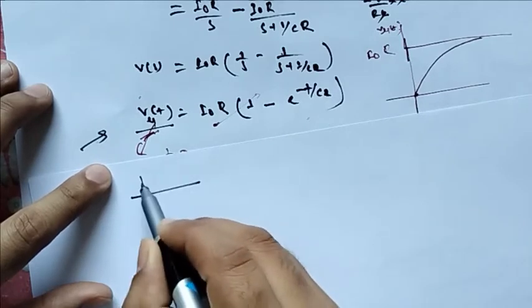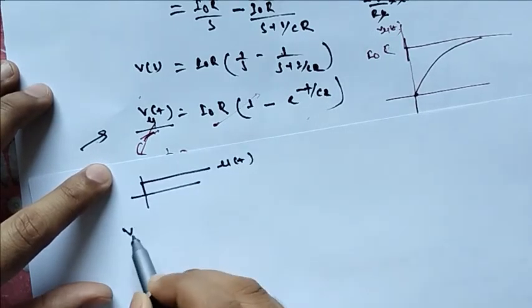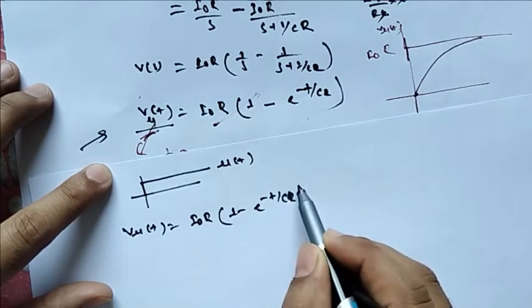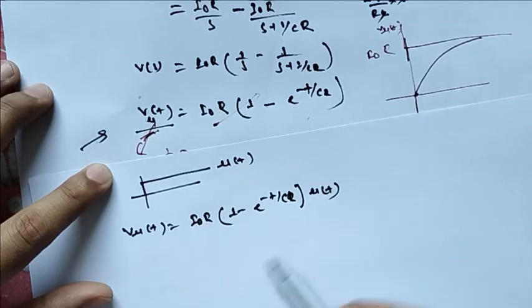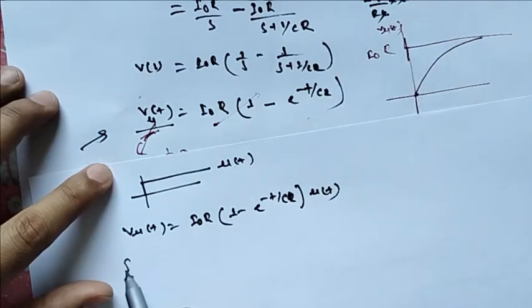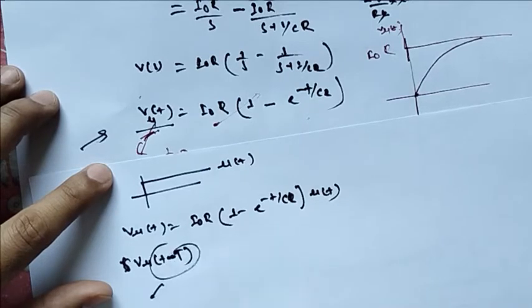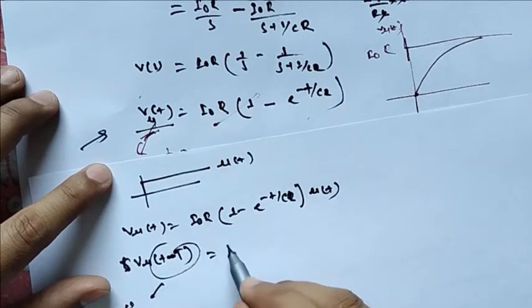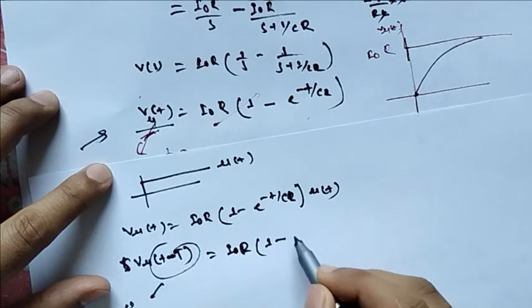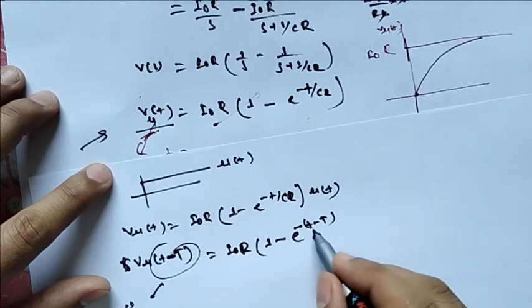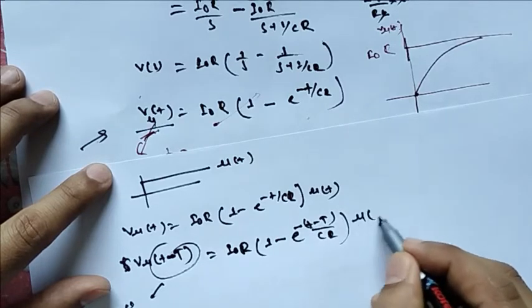The response of this function, u of t, was v of u t equal to I naught r times 1 minus e to the minus t by cr into u of t. Now what will be the response of u of t minus tau? Just replace t by t minus tau, and it will give the response I naught r times 1 minus e to the power minus (t minus tau) by cr, and this will be u of t minus tau.